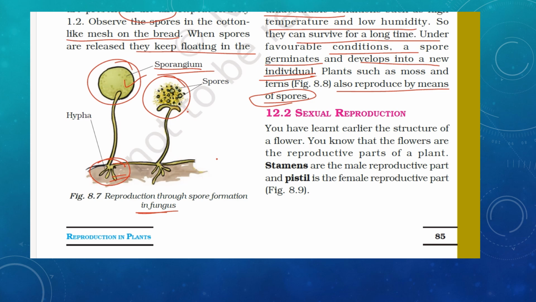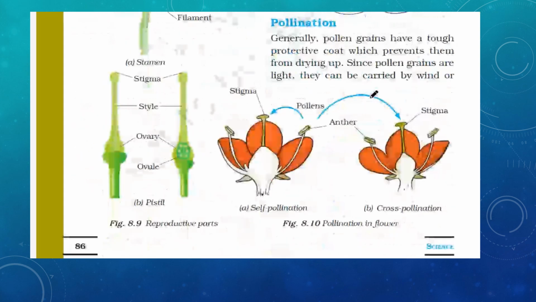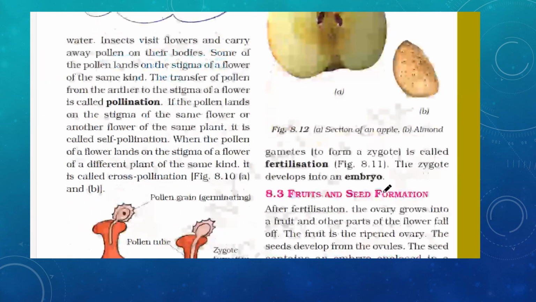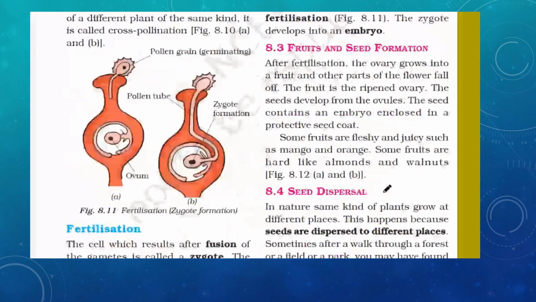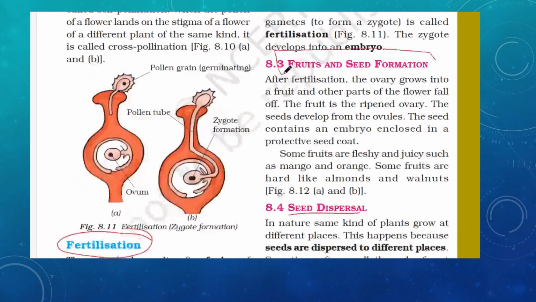Wait for the next lesson, which will be coming very soon, that is sexual reproduction in plants, where I'll be teaching about the reproductive parts, about pollination in flowers, what all is there as per your curriculum. We will also discuss the process of fertilization and seed dispersal. We'll discuss fruits and seed formation in plants as well.